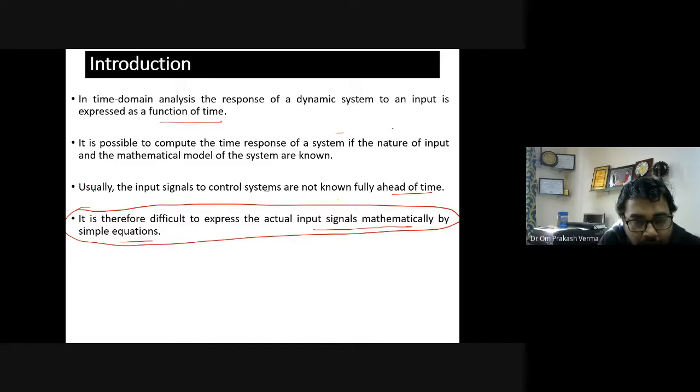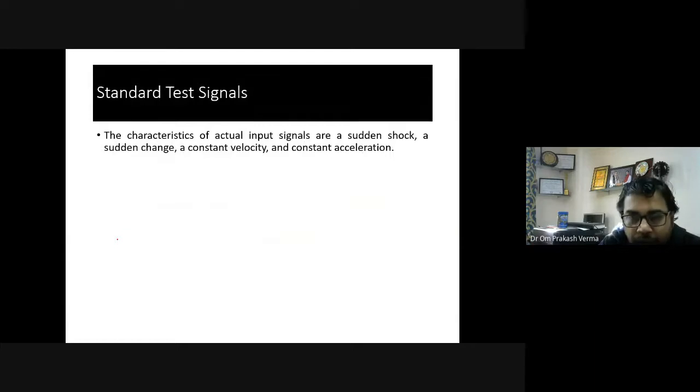Okay, so the question is, first there will obviously be a problem, then we have to search for the solution. Okay, so it is difficult to express the actual input signal mathematically by a simple equation. Why am I saying this? See, the characteristic of the input signal is sudden shock. Actually, in the industry or any system, you are supplying some type of input to the system with a nature that relates to natural phenomena.